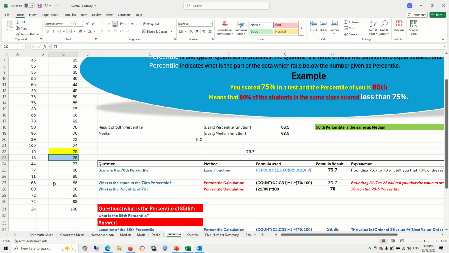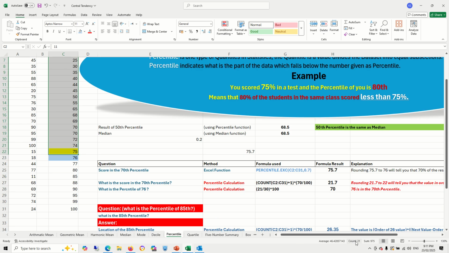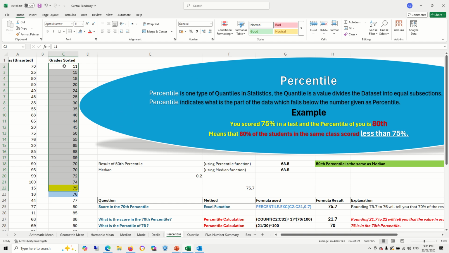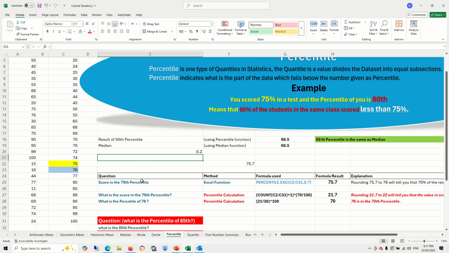Look at the data set, this is 76. Look at how many values below 76, you will see that we have 21 values. How many values in the whole data set? We have 30 values. If we divide, 21 divided by 30, giving you 0.7. That means that exactly 70% of the whole results are falling below 76.